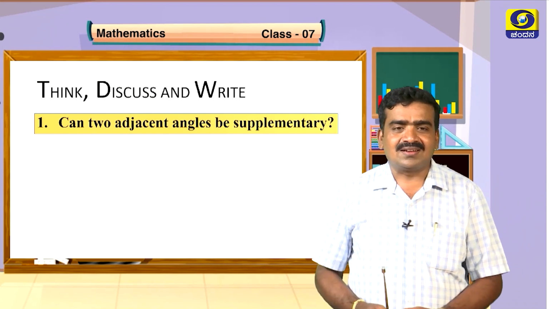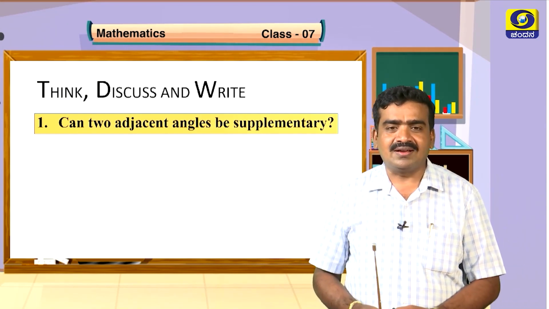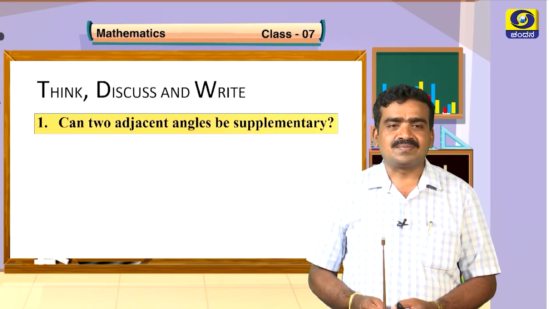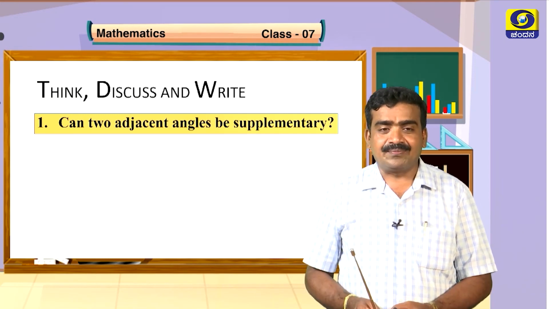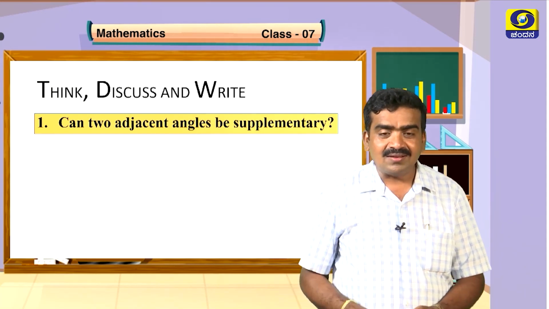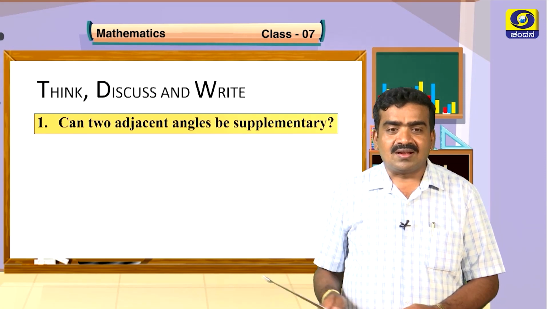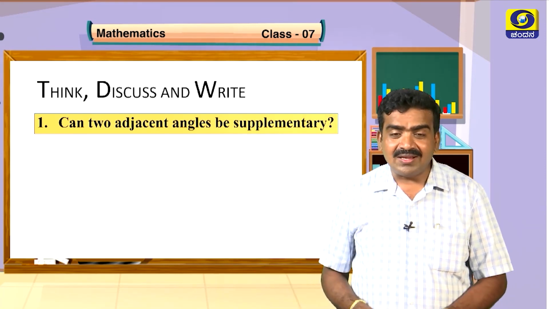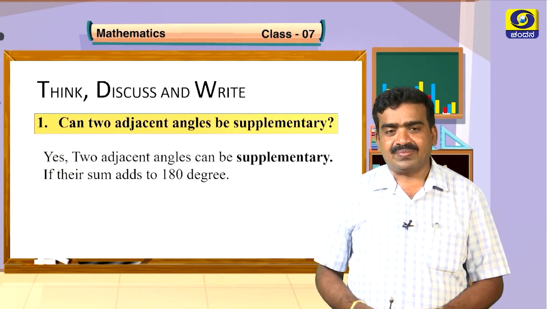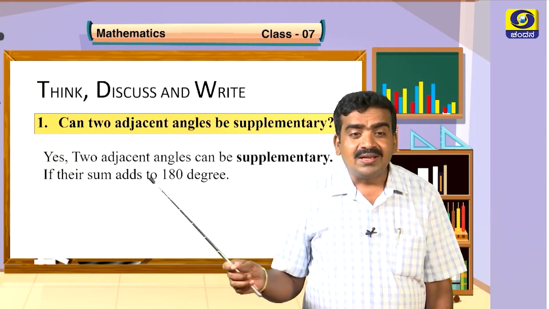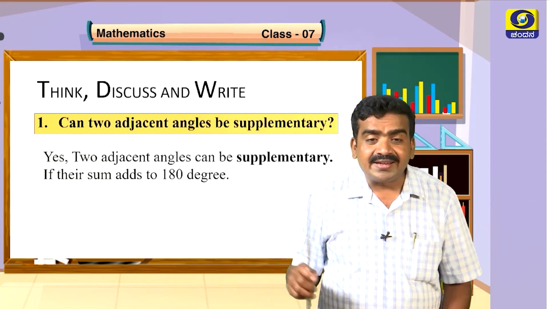Let us look at a more important, interesting fact about adjacent angles. Think, discuss and write. Can 2 adjacent angles be supplementary? That means, can 2 adjacent angles form supplementary angles? Let us check. Yes, 2 adjacent angles can be supplementary if their sum is 180 degrees.